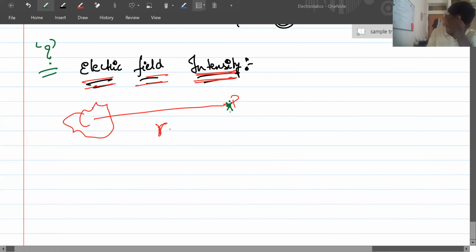So you can ask me, what is this field intensity? It is nothing but force per unit charge at this point. Got it? Electric field intensity. You can ask me what, for example, I'll tell you.